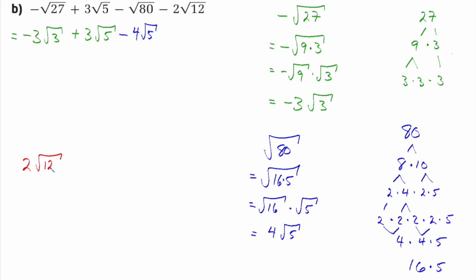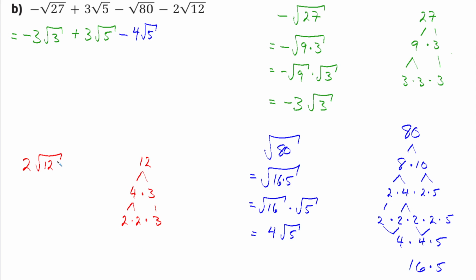So 2 root 12. 12 is 4 times 3. And 4 is a perfect square. Again, if you wanted to complete this, it's not 3, sorry. If you wanted to complete this, it would be 2 times 2 times 3. But I'd probably stop at 4.